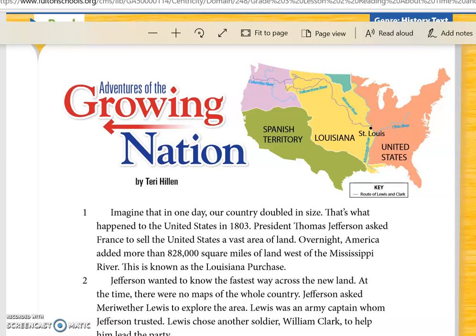Remember, we are using the terms sequence, relationships, historical. Throughout the lesson, watch for these terms as we read and complete the activities. Listen also for our sequence terms like first, next, last, and finally.